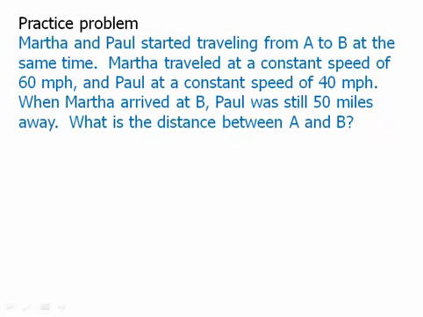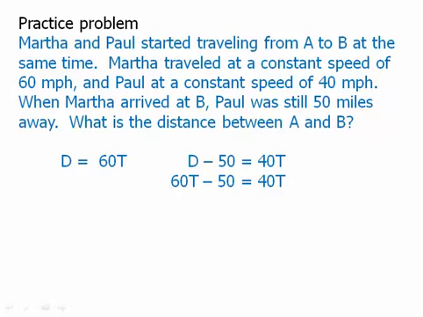Well, let's think about this. We don't know the distance, and we don't know the time it took, say the time that it took for Martha to travel that whole distance. But for Martha, we could certainly say that D equals 60 times T, because Martha traveled the entire distance D in a time T. In that same time, Paul was traveling at 40 miles an hour, and he didn't travel the whole distance D. He was still 50 miles away, so he traveled the distance D minus 50, and that equals 40T. Well, by far the easiest thing to do here, the first equation is already solved for D. We'll just plug that into the second equation.